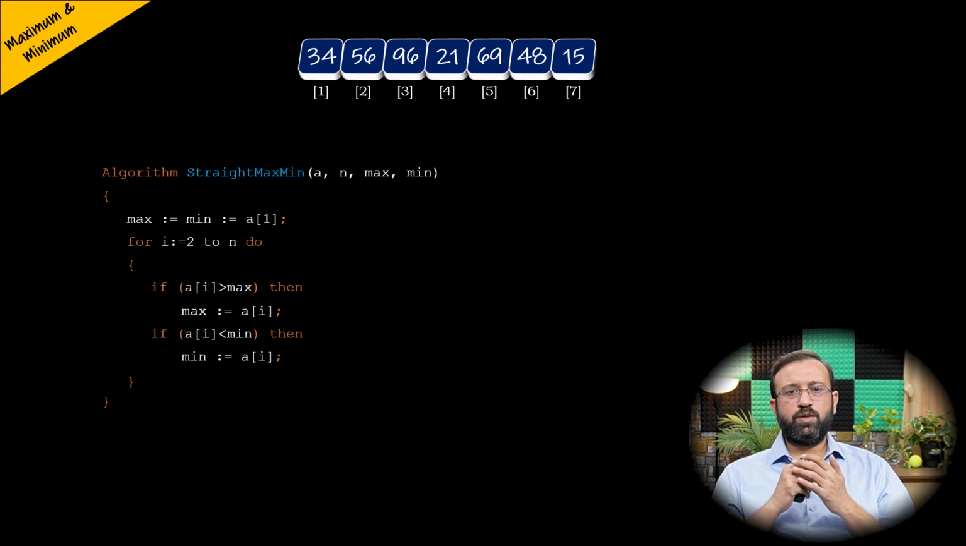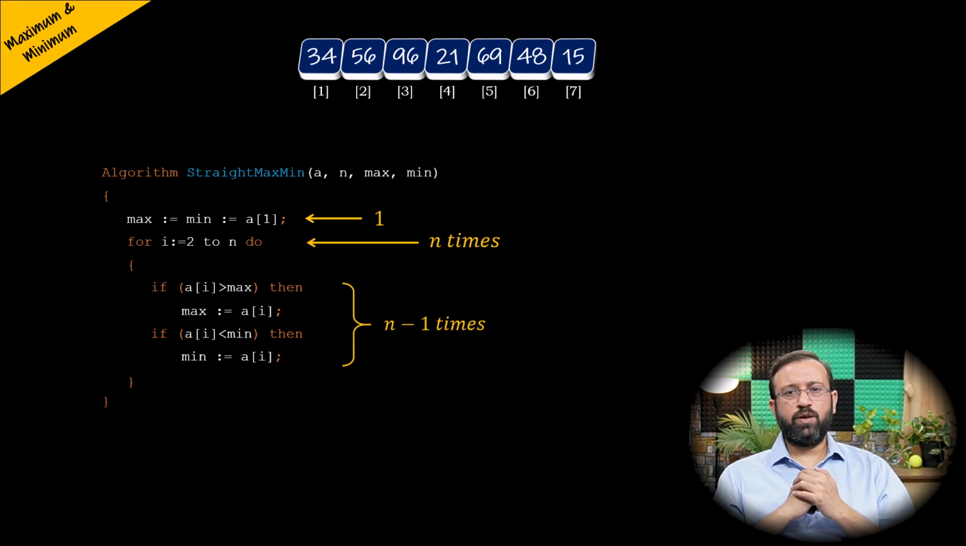Now, let us compute the time complexity of this algorithm. The first statement is a primitive statement, so it will take unit time to compute. Then we have the for loop, which will run for n times. Remember, this for loop will not run for n plus 1 times since we are starting the iterations from the second element. Then the if statement within the for loop will execute for n minus 1 times. Therefore, we can say that the time complexity of this algorithm is O of n.